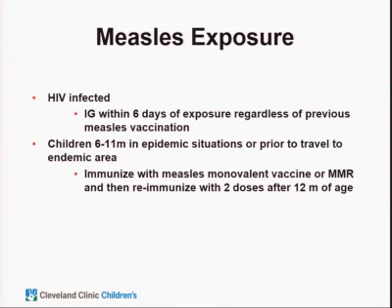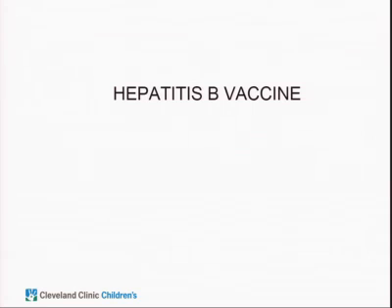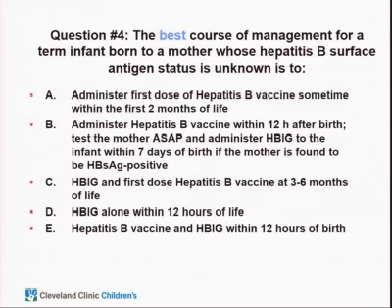For HIV-infected individuals, you can't presume that the vaccine is going to work because it may not take. So in those situations, you want to give immune globulin within 6 days of the exposure, regardless of the history of a previous vaccine. And again, in children 6 to 11 months who are in epidemic situations or prior to travel, they can go ahead and get measles or MMR vaccine, but then they need to be re-immunized again with 2 doses after 12 months of age. Okay? Moving on to Hep B.